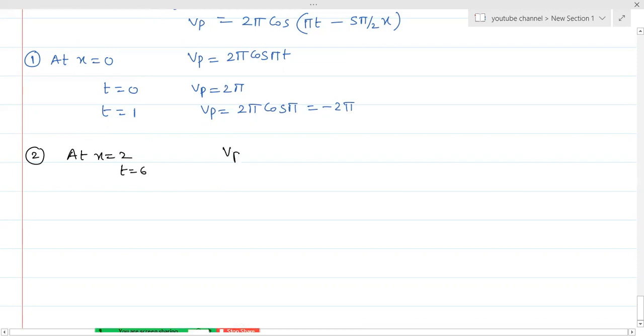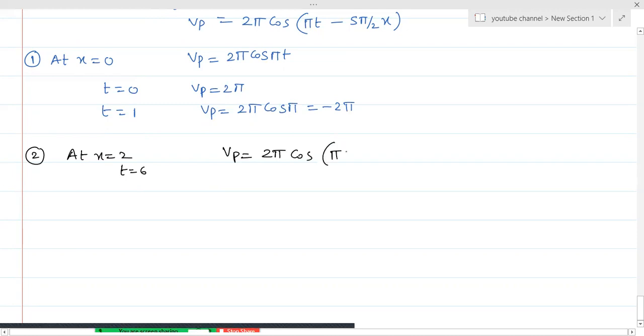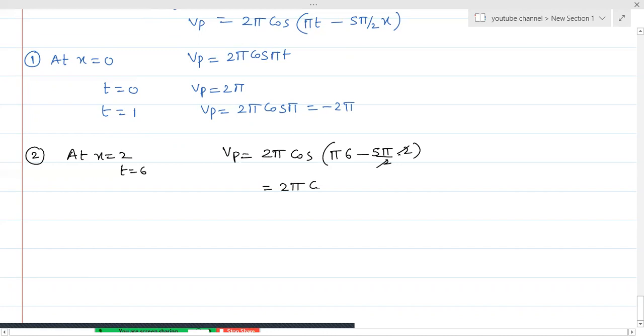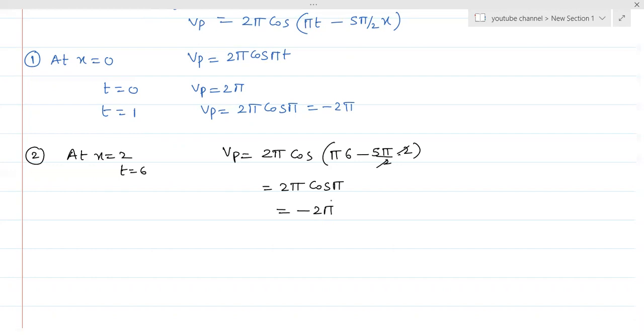So simply we will substitute in Vp equal to 2 pi into cos of pi into t means 6 minus pi by 2 into x means that is 2. So 2 gets cancelled. 6 pi minus 5 pi means pi. So 2 pi into cos pi. Cos 180 is minus 1. So therefore minus 2 pi. So in this way we will estimate the particle velocity.